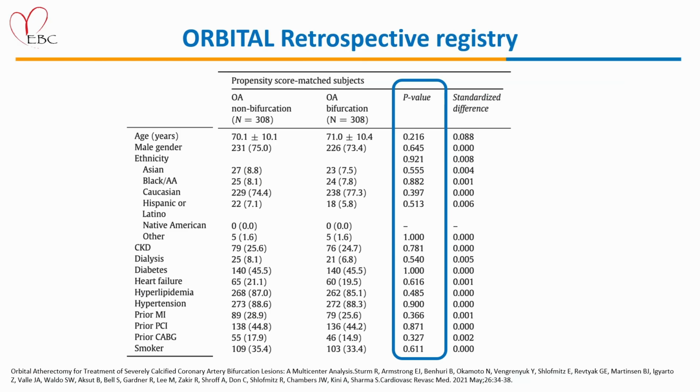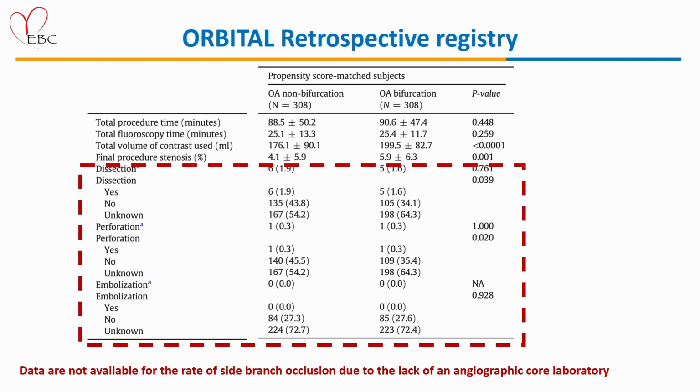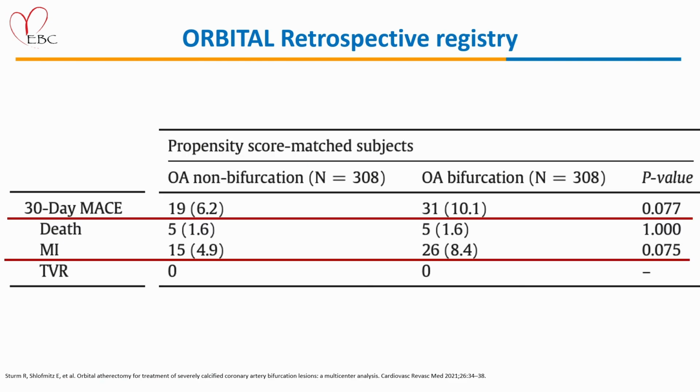So they did a propensity score match, and they didn't find any difference between the two populations. That means non-bifurcation versus bifurcation severe calcified lesions treated by orbital. They didn't find any difference in dissections, perforation, or embolization either. They found that it takes more time to treat bifurcation lesions with orbital, but they didn't find differences in complications.